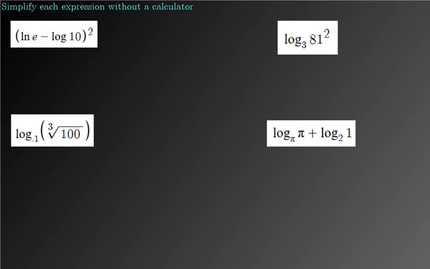So, this one right here, log base e is natural log. And so if you're doing log base e of e, it is the exponent you raise e to get e, which is 1, right? It's just like when you do log base 2 of 2.